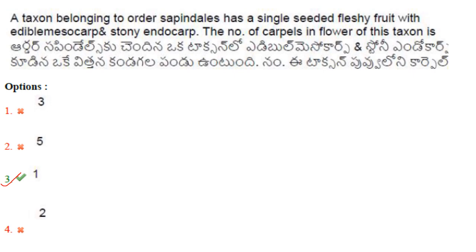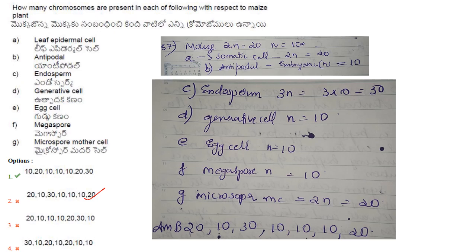All these things are seen in the case of a drupe, and a drupe develops from a monocarpellary ovary. And here they have told that it is a single seeded fleshy fruit, and only one seed is present in a monocarpellary ovary. So the number of carpels in the flower of this taxon is option 3, that is 1. It is monocarpellary. Then how many chromosomes are present in each of the following with respect to maize?